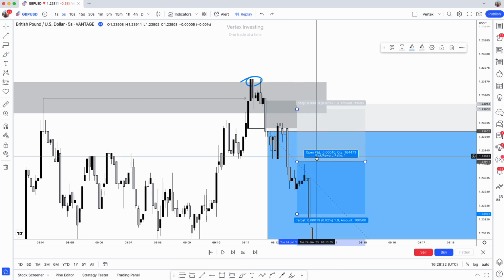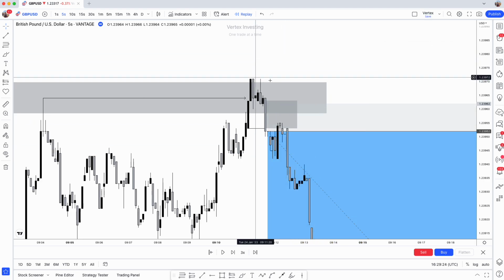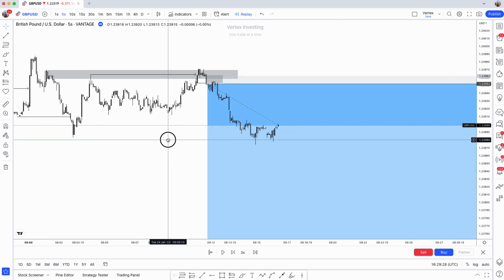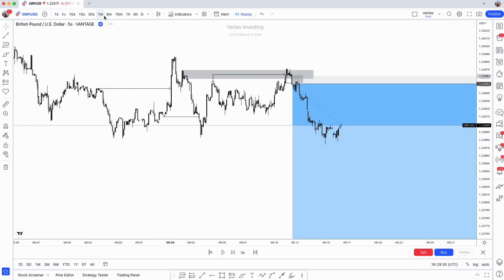Let's get rid of everything. Now it's about trade management. So I went for a 10R partial at 20 pips. No real reason, to be honest, for that.